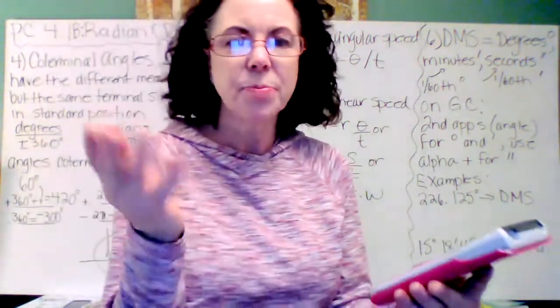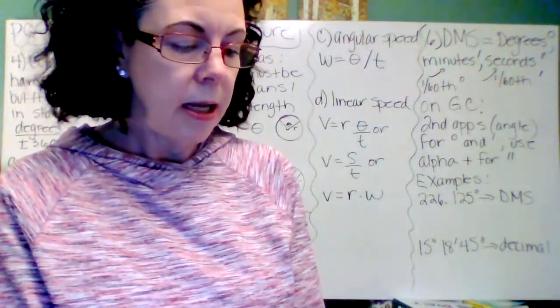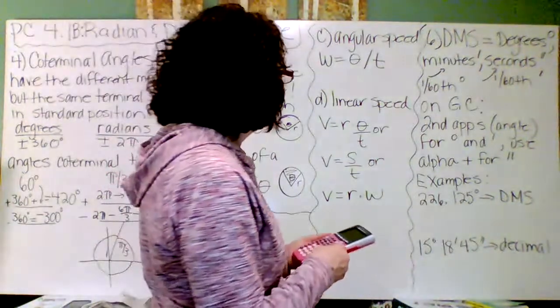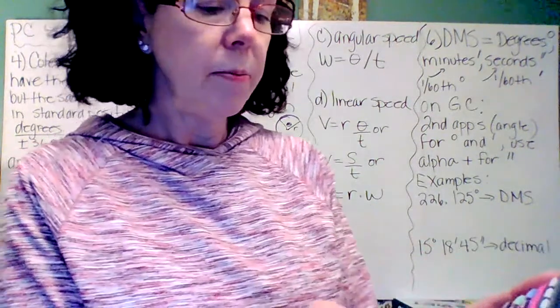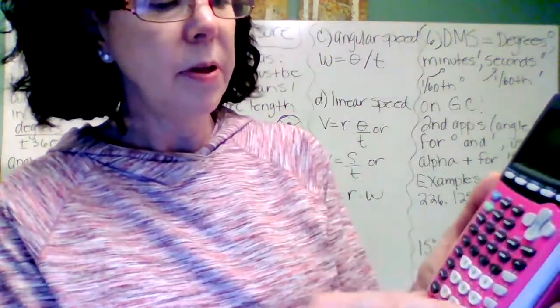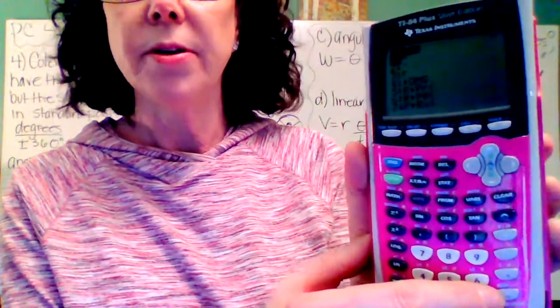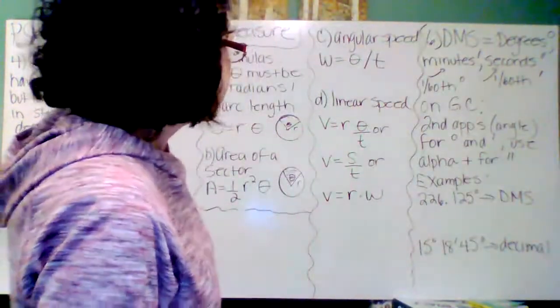It really kind of bothers me. They must use it for something else, but it's not on second apps. I have it on the board: alpha plus. So when you look above the plus sign, if you use alpha plus, so alpha and then plus here, there's the double quote marks. So let's take a look.